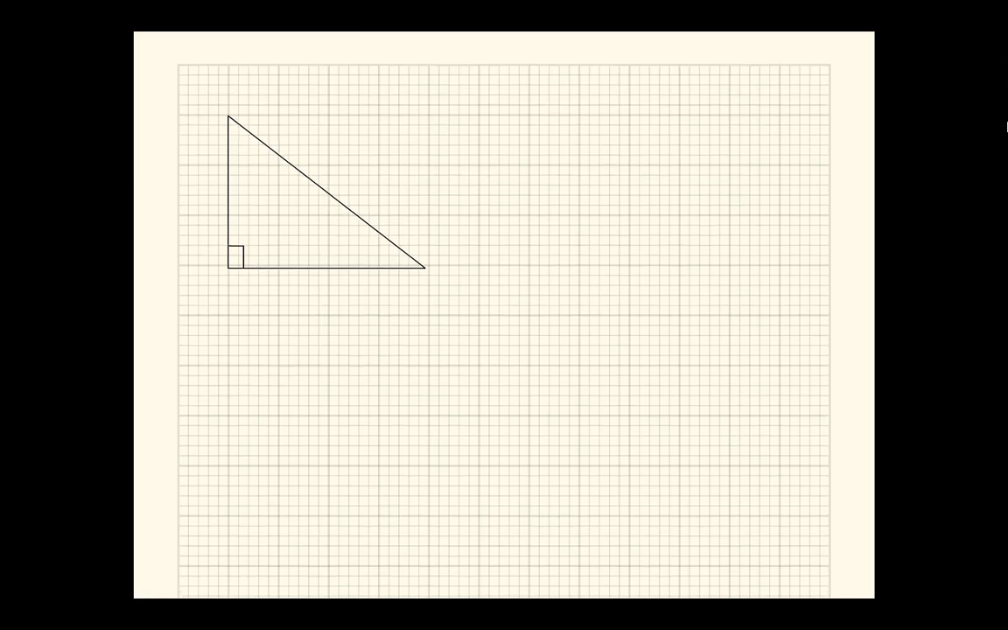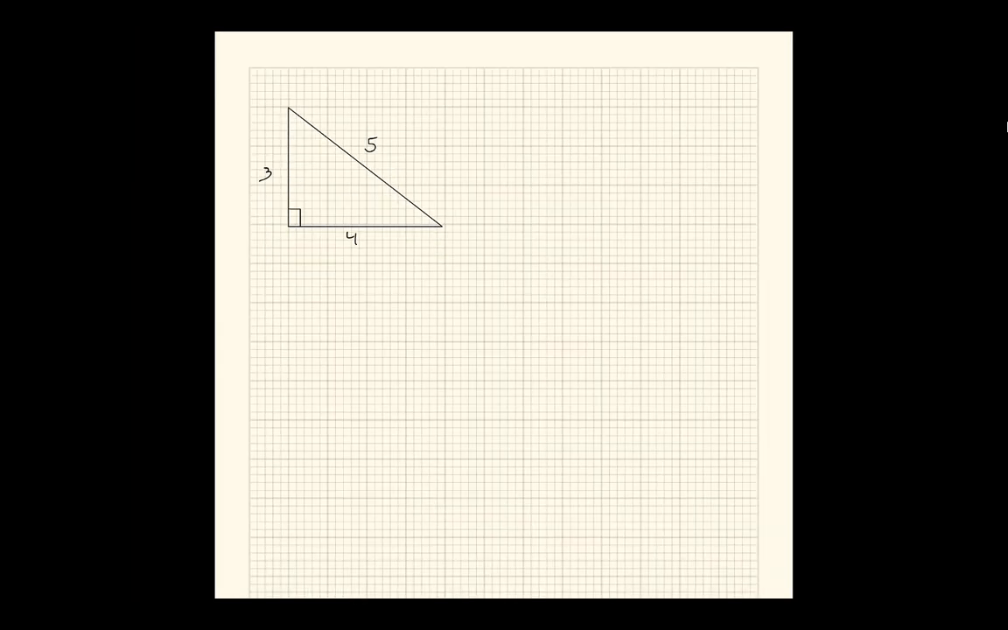I'll do two triangles. We have this one here, call this a 3, 4, and 5 here. And then we have this other one, and we'll connect. Okay, so let's say this is 6 by 8 by 10.